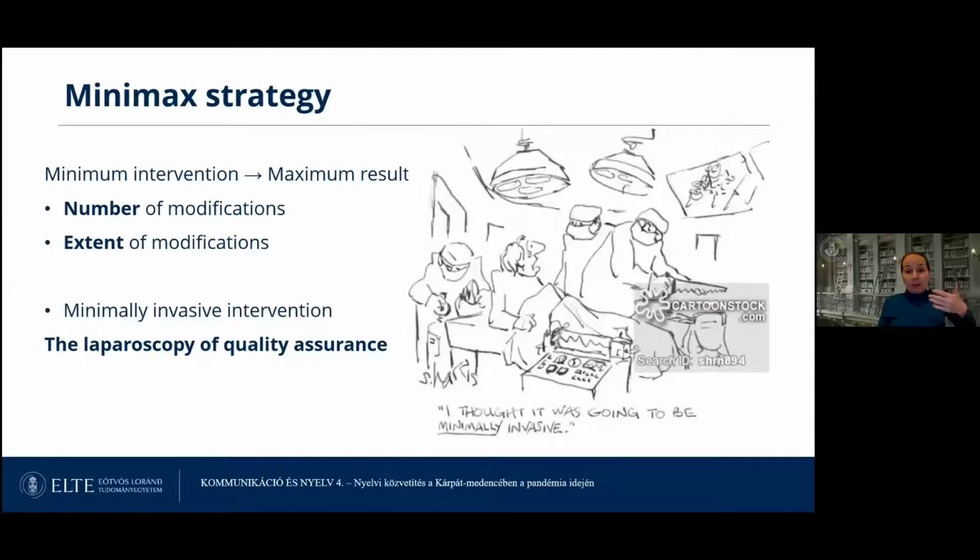So just to go back on my thoughts, the principles of revision may be summarized as Minimax strategy of revision. So revision should include minimum intervention for maximum result. Minimum intervention refers to the number of modifications and also to the extent of the modifications. They need to be minimally invasive in the text. And I like to call this the laparoscopy of quality assurance. I will come back to this thought a little bit later.